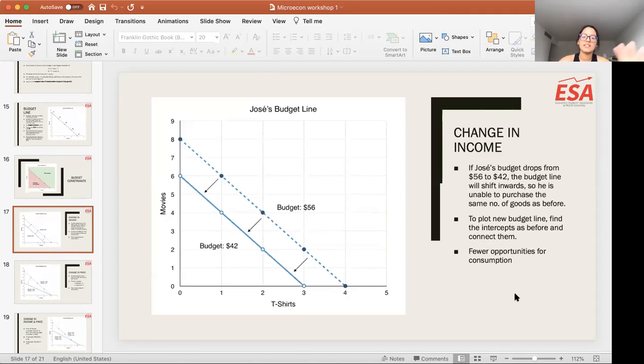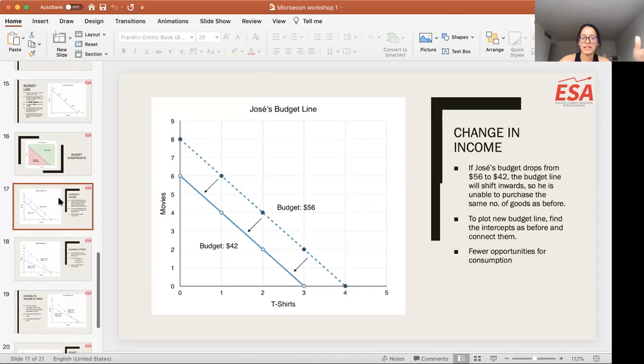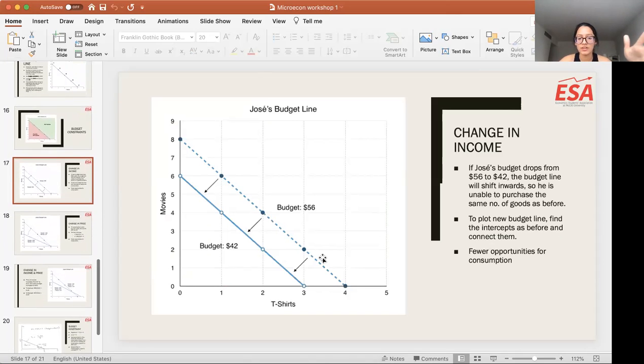Moving on, these changes in income and price are pretty easy, but I'm going to go through them in case somebody's confused. For example, for a change in income, if Jose's budget drops from $56 to $46, the budget line is going to shift inwards because he's not able to afford some of the goods that he was able to before. It's kind of like the demand and supply curves shifting that you used to do in high school.